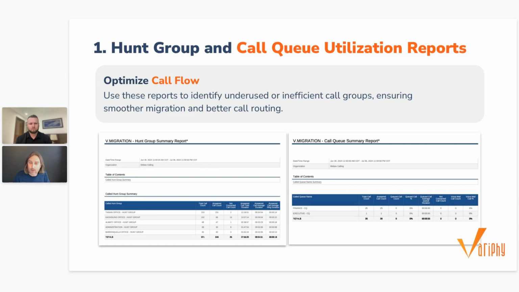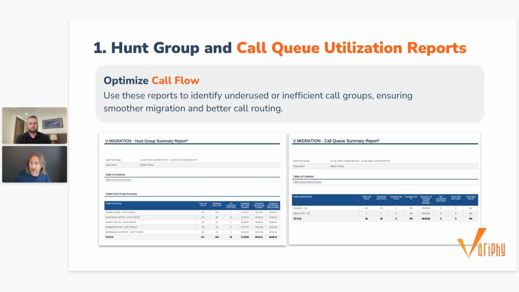So by looking at the numbers that we're able to provide in the single report, and this hunt group report is a perfect example, we can outline all the hunt groups that you have in your environment, identify from the top down which ones are the busiest, what the answer rates and abandonment rates are, and you can actually make real data-driven decisions on your migration plan.